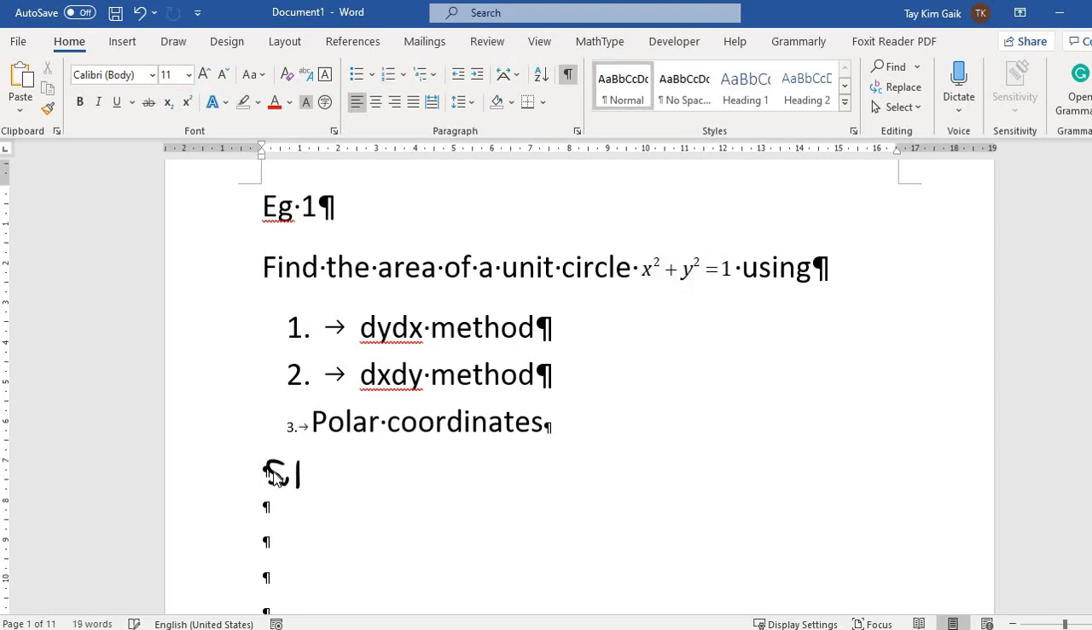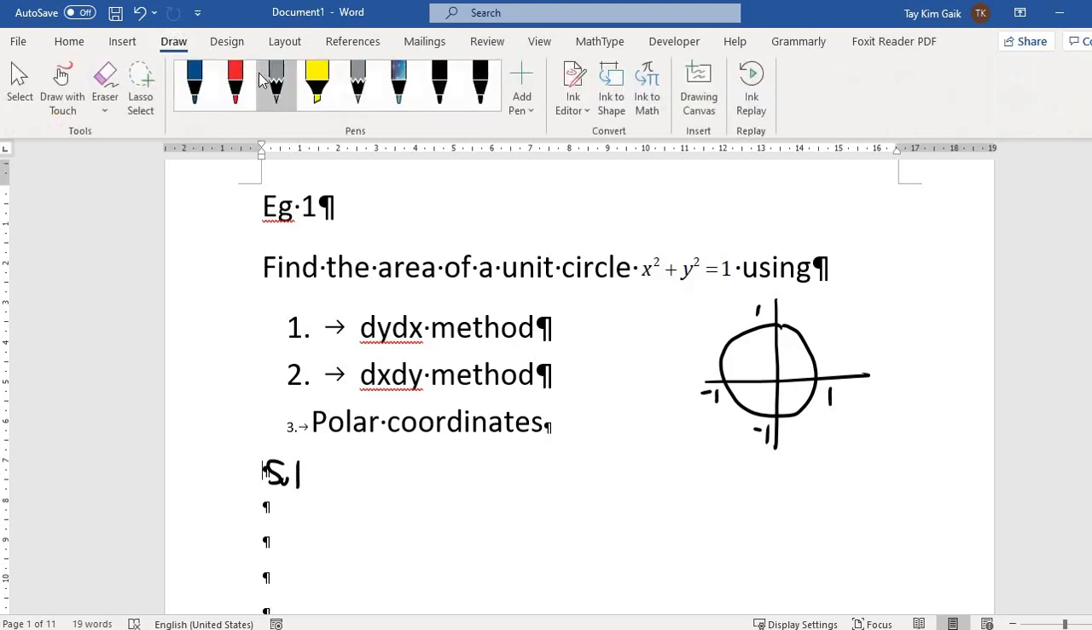So the solution: we have your circle, with negative 1, 1, this is 1, negative 1. It's freehand, so it looks not symmetric. If you want to solve using dy dx, we sum the area of the circle using vertical bars. From x squared plus y squared equals 1, if you want to use dy dx, then from the circle equation you have to make y the subject. If you make y the subject, then y is positive or negative square root of 1 minus x squared.